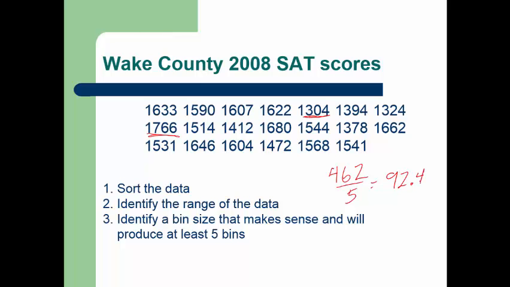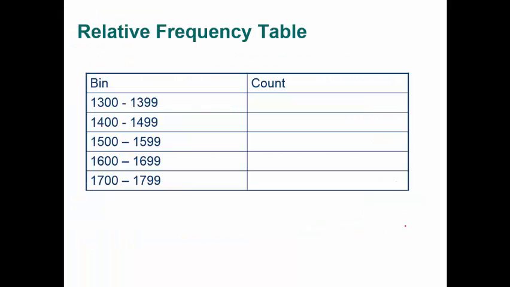Well, that's going to be an awkward bin size. So this is where common sense comes in: identify a bin size that makes sense, a number that's very close to 92.4 and will help readers see it. Maybe for this data, we do a bin size of 100. Here we go with our frequency table. And now it's just a matter of going back and getting the count.